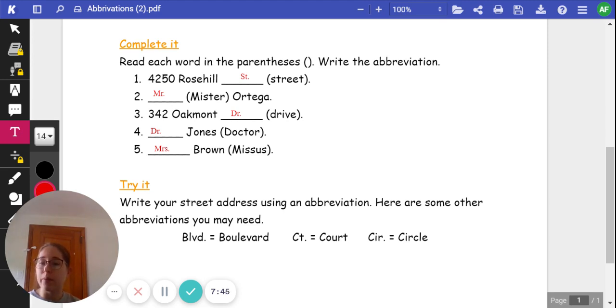All right, the last thing I'd like you to do on your sheet of paper is to try writing abbreviations yourself. So you're going to write your street address using an abbreviation. And down below, I have a couple other abbreviations for addresses that you might need. So if you live on a boulevard, your abbreviation is capital BLVD. For court, it's capital CT period, and circle is capital CIR period. Go ahead and write your street address using an abbreviation. Go ahead and circle the abbreviation as well to make sure that you know it.